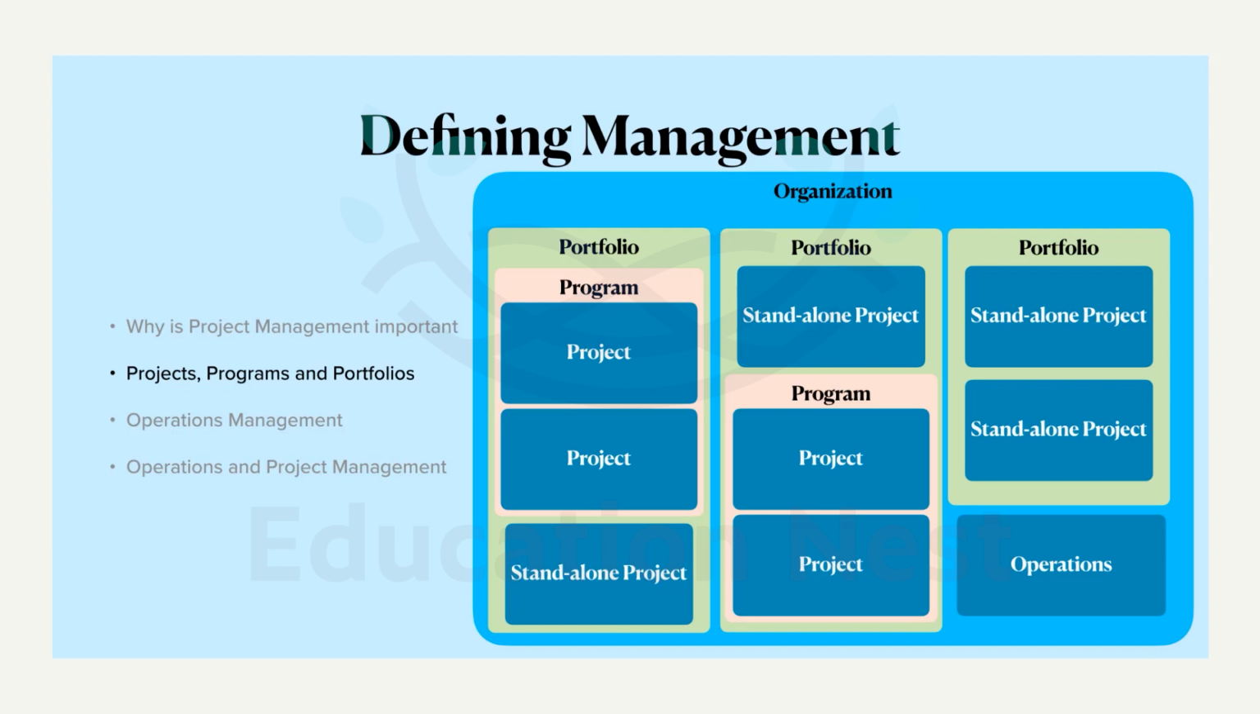Let's understand what these things are. A standalone project is something which is not linked to any program, right? We will understand what a program is in just a bit, but just keep this definition in the back of your mind. So a standalone project is not linked to any program. It is managed independently within a portfolio. A new project is always associated with some program. Let it be a single project, but it will have an association with some sort of program. And the operations, as you can see, are the bread and butter of the company. They are the regular operations of the organization.